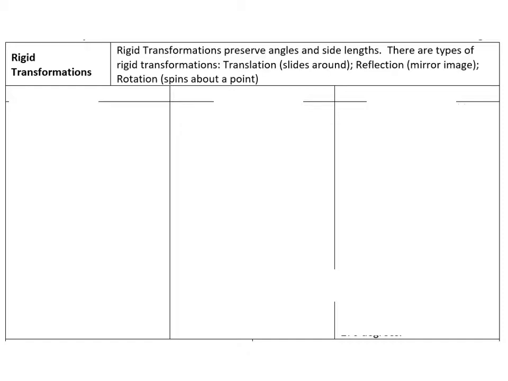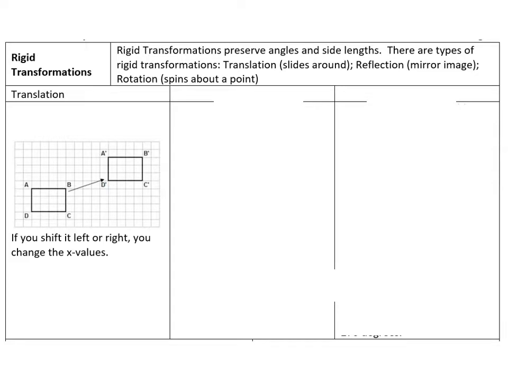And the last type of thing that we're reviewing in foundations is rigid transformations. Rigid transformations preserve angles and side lengths. There are three types of rigid transformations: translation, which slides it around, reflection, which is a mirror image, and rotation, which spins about a point. Translation, if you shift it left or right, you change the x values of the points. If you shift it up or down, you change the y values.